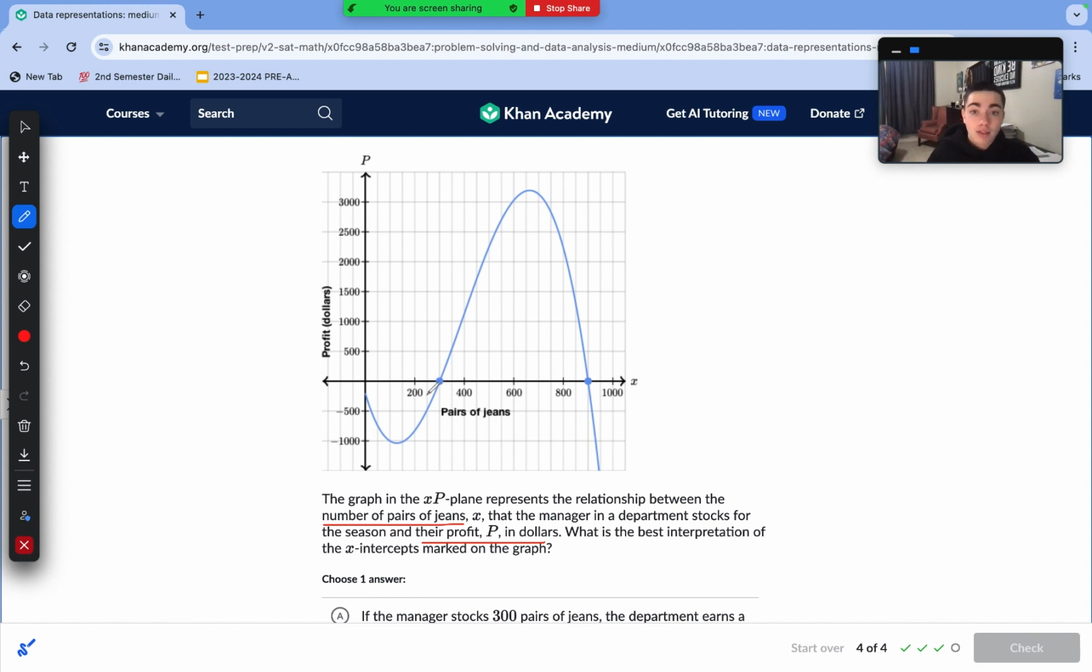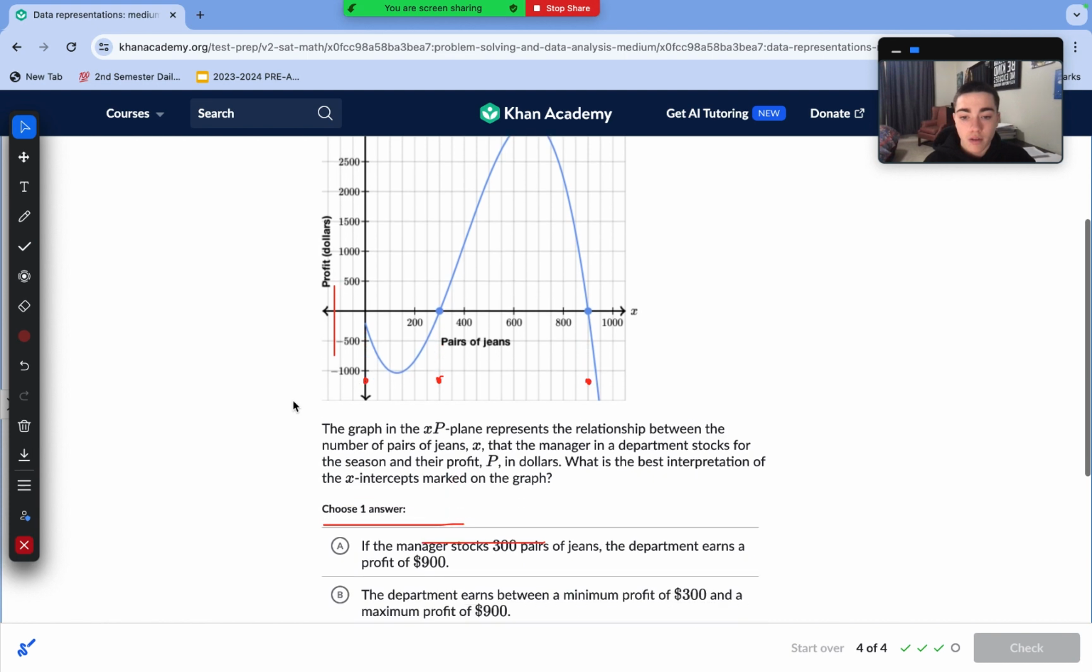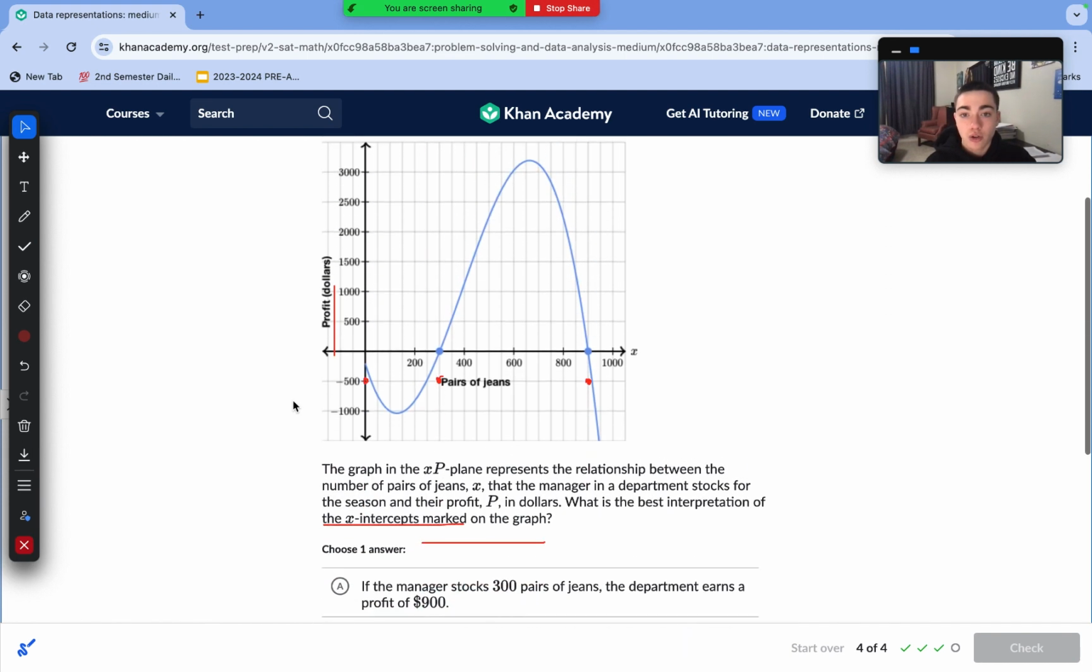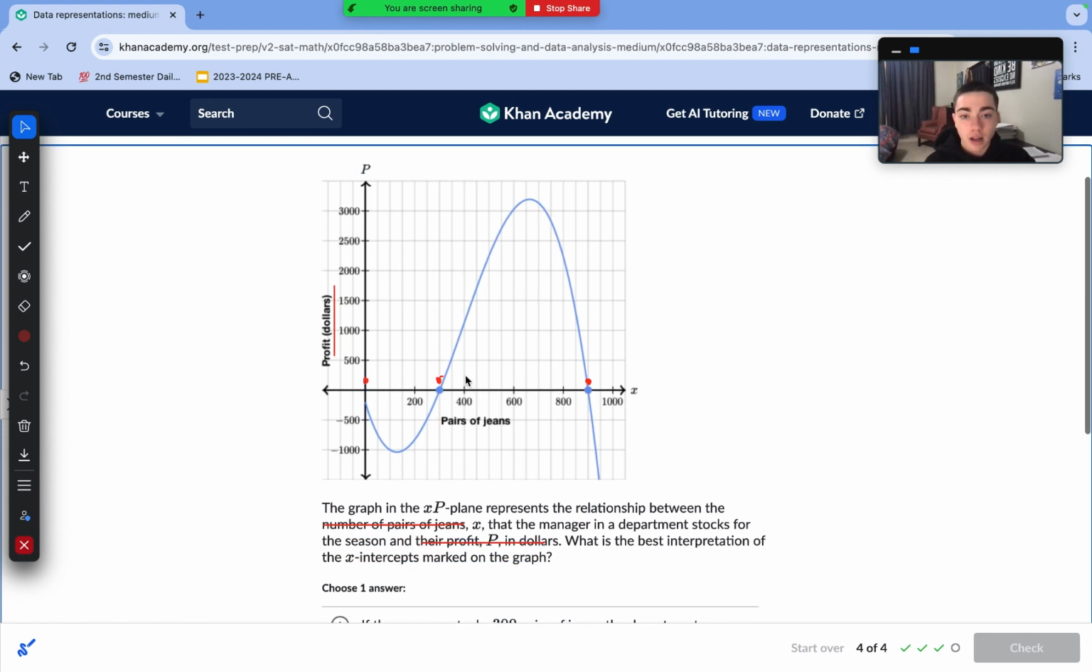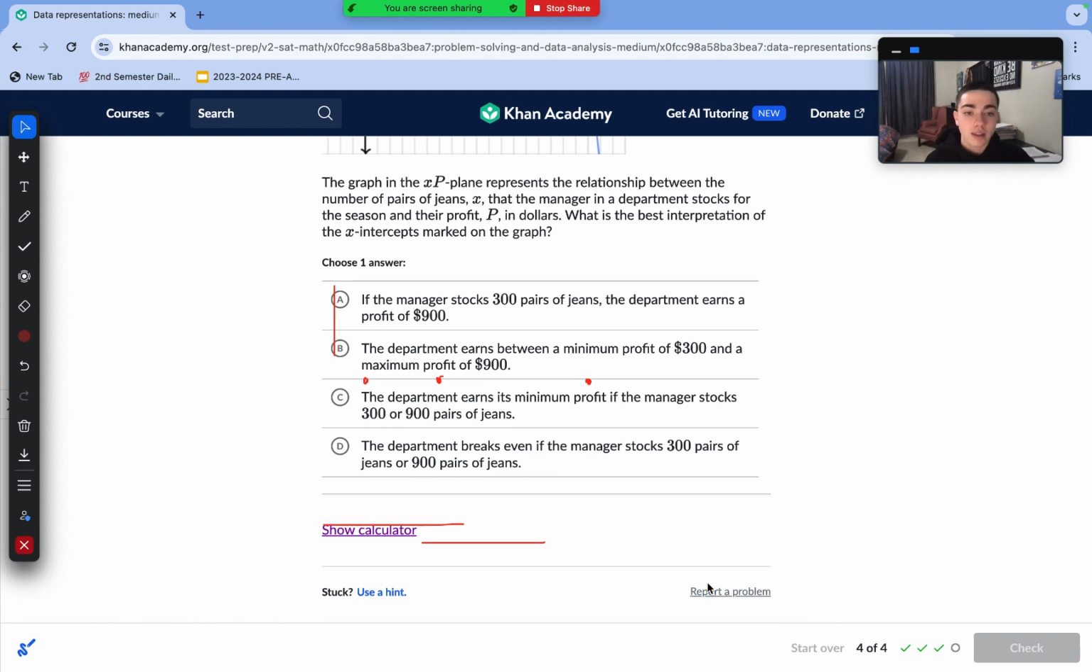We may not know about these types of functions, but we do know that the x-intercepts are where we have an x value, but our y value is equal to 0. And in this case, when the y value is equal to 0, that means our profit is equal to 0. So our x-intercepts basically mean pairs of jeans where we achieve no profit. Our profit is 0. So our 2 x-intercepts are 300 and 900. Those are the points. At 300 and 900 pairs, of course, if the profit's 0, that means we're just breaking even. So that means that D is our correct answer.